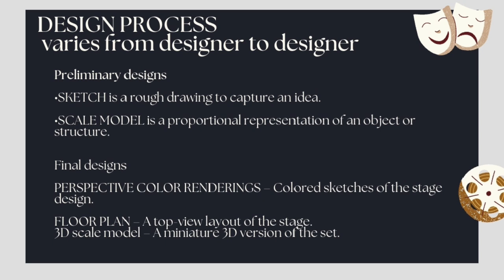And we have also the final designs, and it includes the perspective color renderings, floor plan, and the 3D scale model. So, perspective color renderings are the detailed color drawings of how the stage will look. And the floor plan is a top view diagram showing the layout of the stage. And the 3D scale model is a miniature three-dimensional version of the final set design.